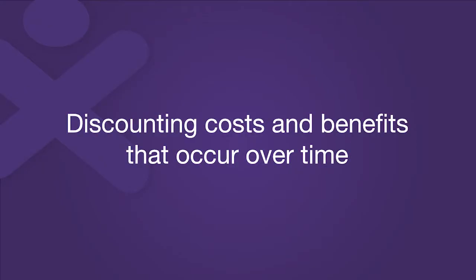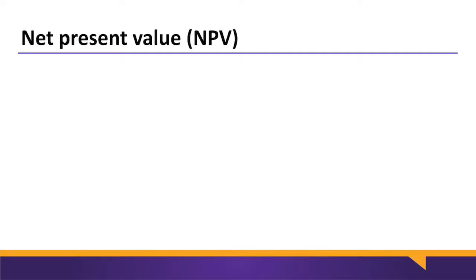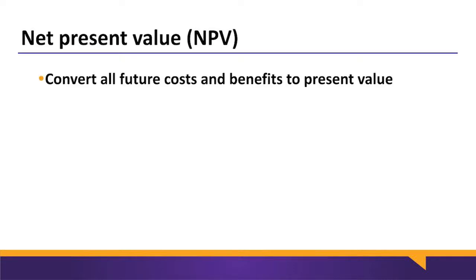So now we're going to talk about how to deal with costs and benefits that occur over time. What we need to do to take into consideration the costs and benefits that occur over time is to calculate what's called a net present value. Net present value converts all future costs and benefits to today's present value.